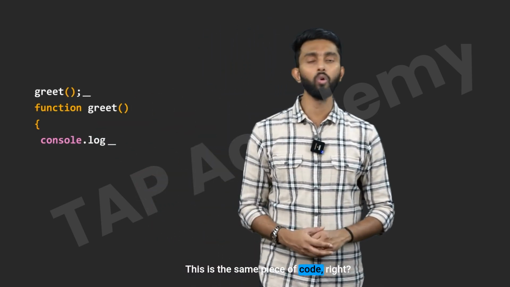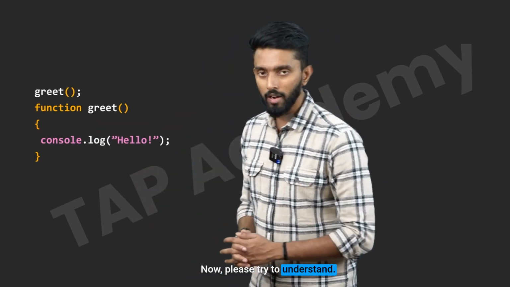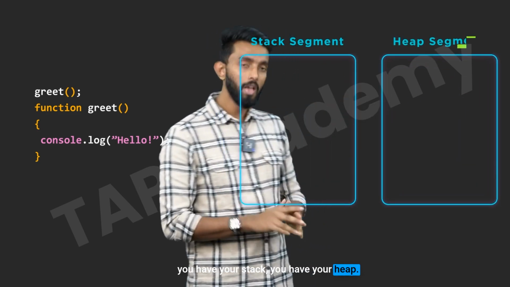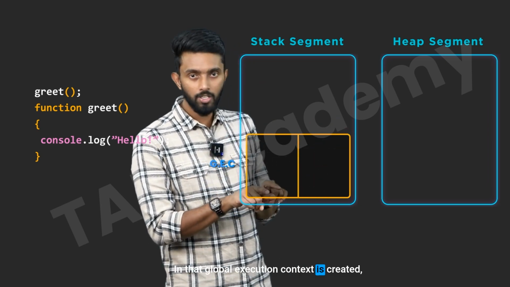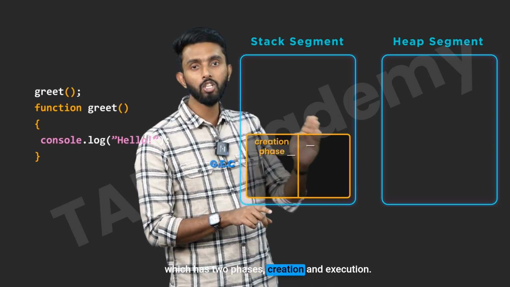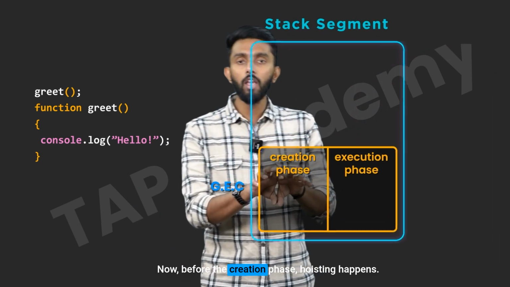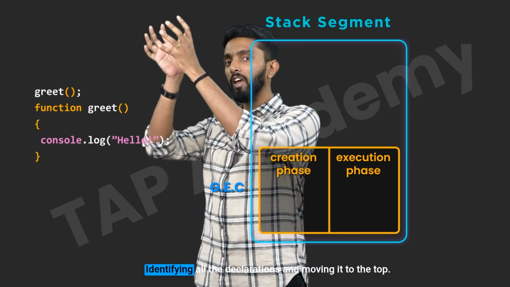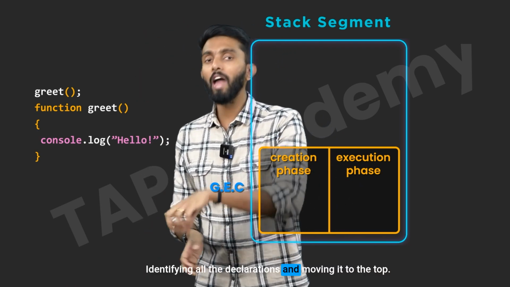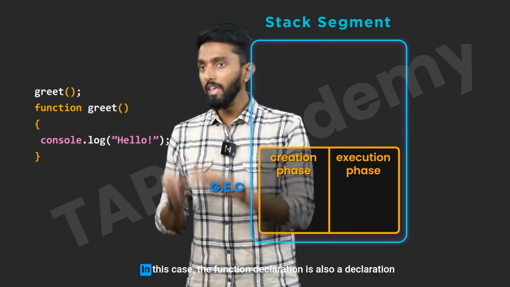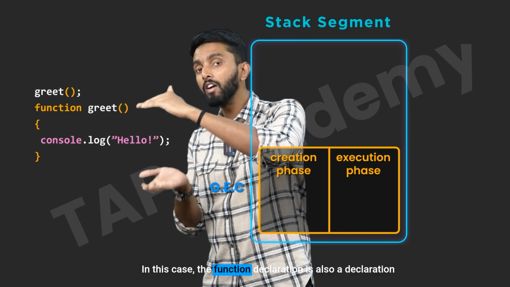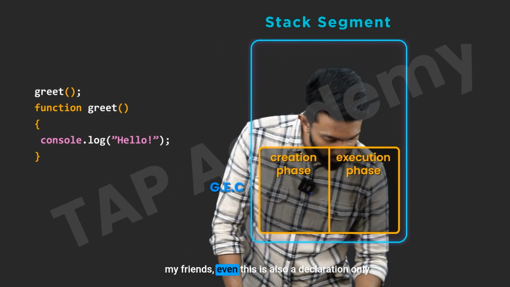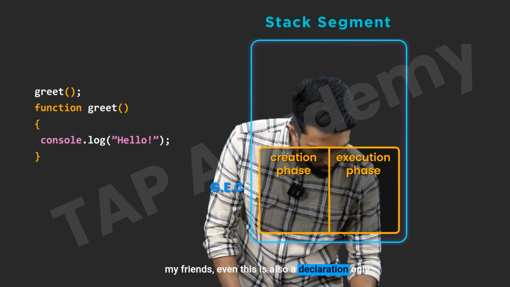This is the same piece of code, right? Now, please try to understand. First thing that happens in JavaScript is, you have your stack, you have your heap. In that, global execution context is created, which has two phases, creation and execution. Now, before the creation phase, hoisting happens. What is hoisting? Identifying all the declarations and moving them to the top. In this case, the function declaration is also a declaration, my friends. Even this is also a declaration only.